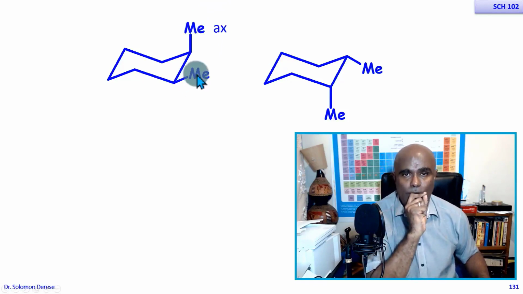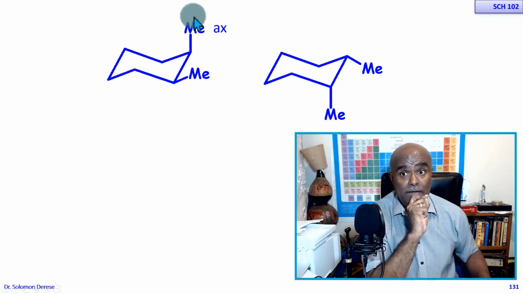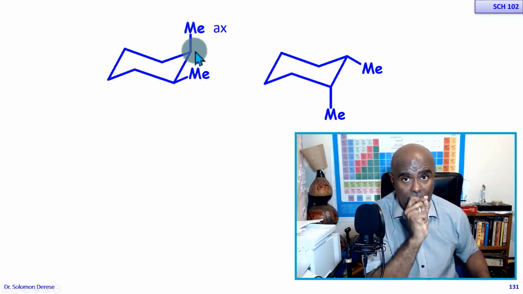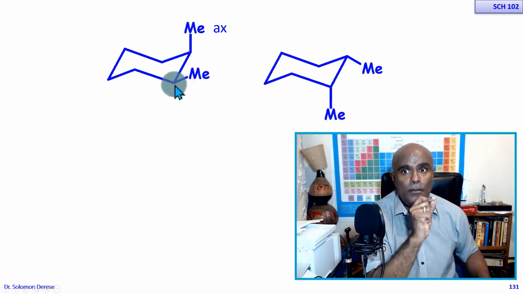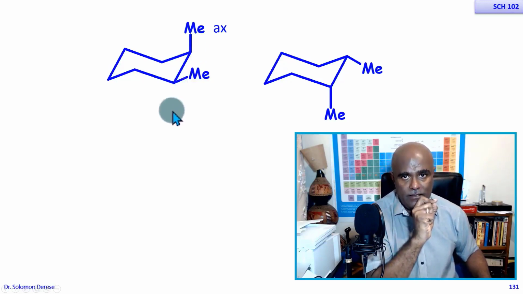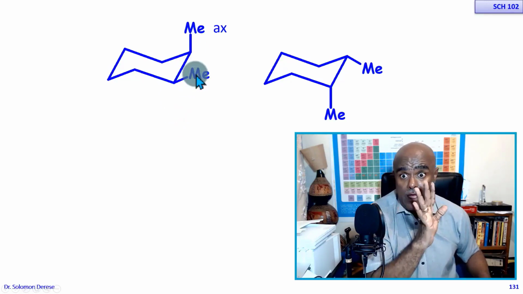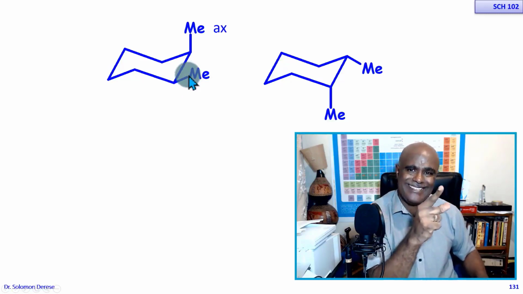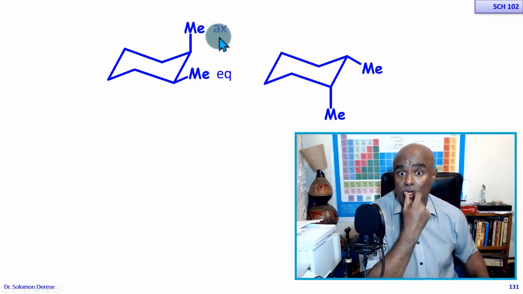How about this one? This one is not facing straight down. Remember, if this axial on this carbon is facing up, the axial methyl substituent at this carbon must face down, like this. But this is clearly an equatorial substituent because it is oriented at a certain angle. So this one is equatorial.